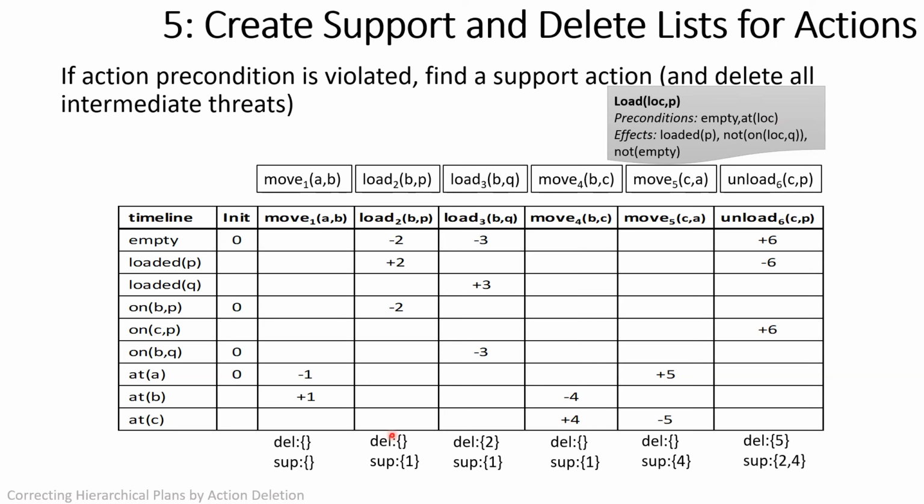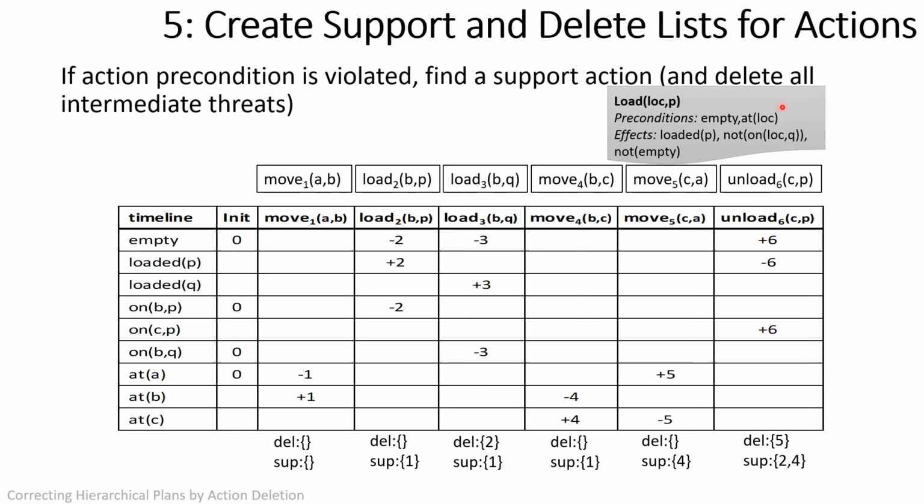So what this means is that it needs to be empty in order for me to load it. But unfortunately, the previous action load 2 actually threatens this empty condition. So that means that these two actions are incompatible, because if I already loaded, then the track is full and I can't load again. So I will put the load 2, the action 2, into my list of delete actions. I need to delete action 2 in order to be able to use action 3.